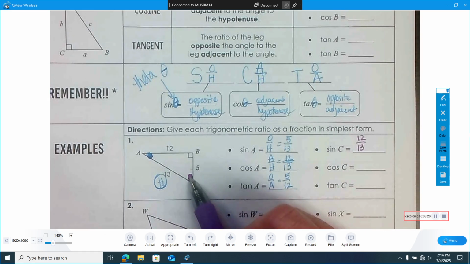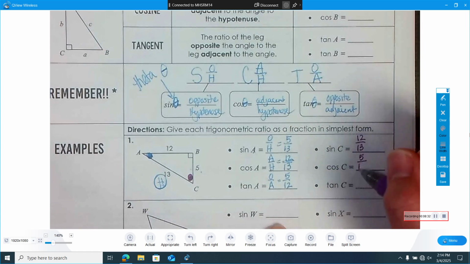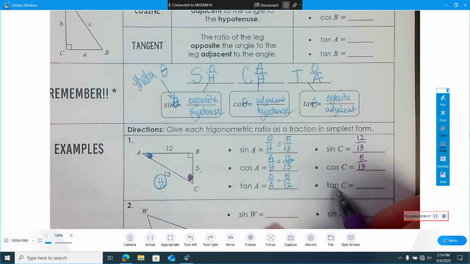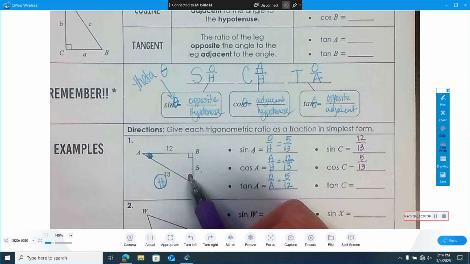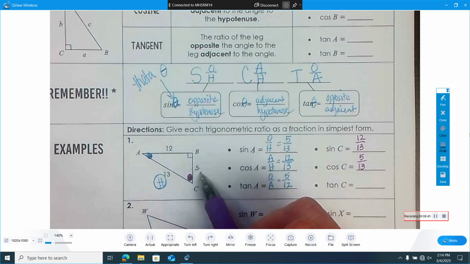What is cosine according to angle C? Adjacent over hypotenuse would be 5 over 13. Adjacent, right next to it. Tangent is opposite over adjacent. 12 over 5. Yep, opposite over adjacent.